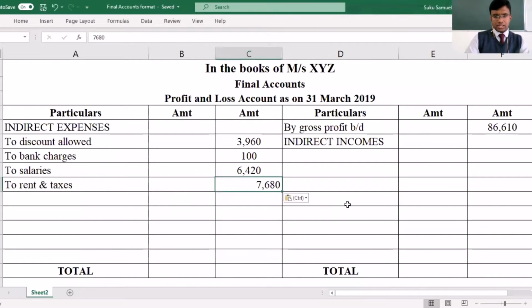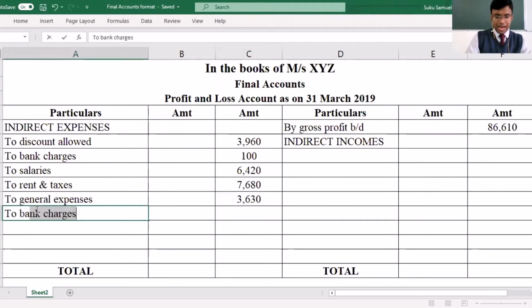Rent and taxes is 7,680. Then you have general expenses. General expenses are usually your miscellaneous expenses. So miscellaneous expenses also we've considered. It will come as an indirect expense that will fall on the debit side. Next, what we have is bad debts.